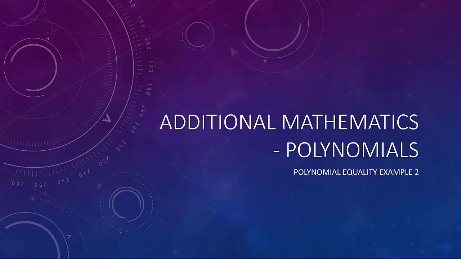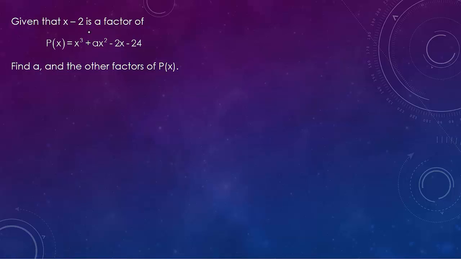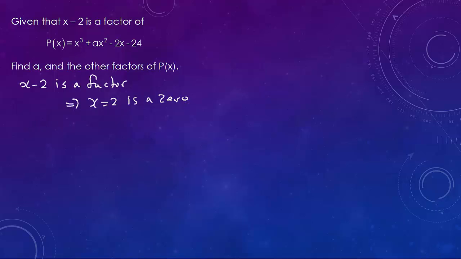Polynomial equality example 2. So we're given that x minus 2 is a factor of this polynomial here. We want to find the value of a and the other factors of p of x. Now, x minus 2 is a factor tells us that x equals 2 is a 0. So p of 2 would be equal to 8 plus 4a minus 4, take away 24, that must be equal to 0.